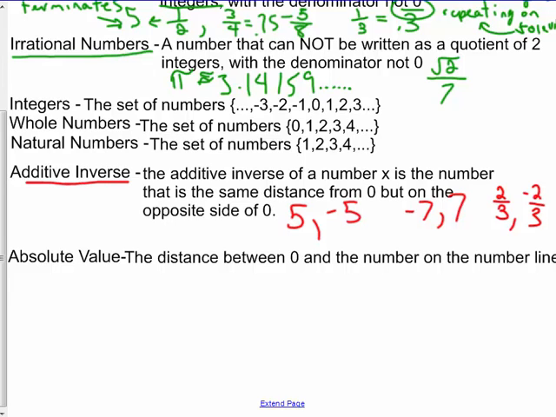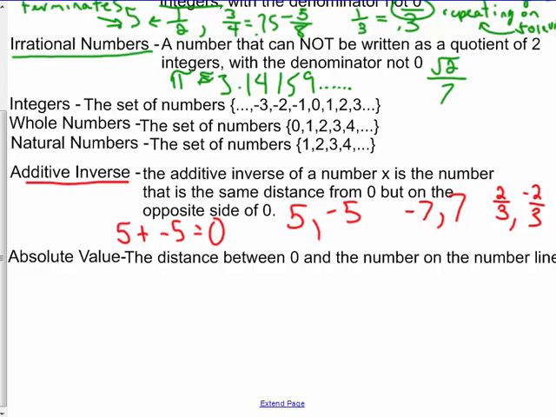Whenever I add two numbers together, 5 plus negative 5, the number plus its additive inverse, I will always get 0. And that's an important property in algebra that you do see quite a bit.